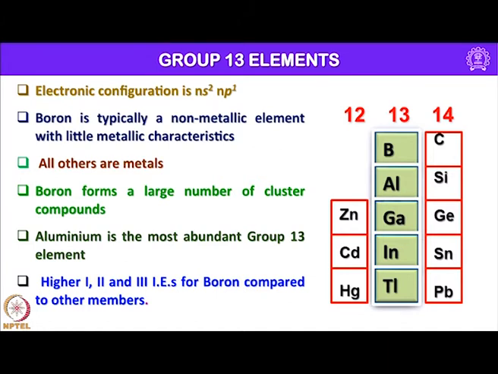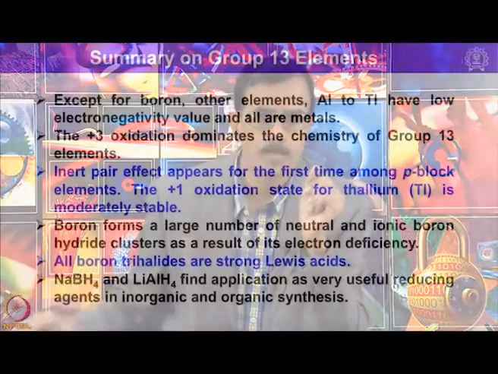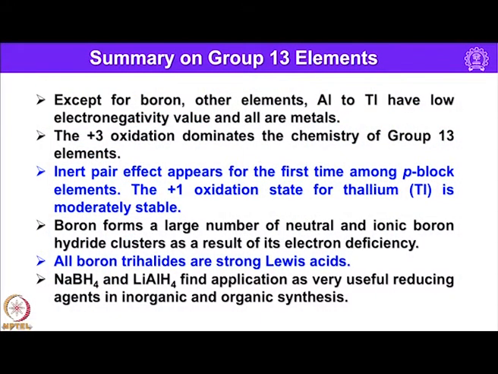The inert pair effect is more pronounced in the case of thallium as far as group 13 elements are concerned, and then it spreads across tin and lead, and also it moves on to group 15 elements such as antimony and bismuth, and then tellurium. Except for boron, other elements have low electronegativity values and are all metals. As I said, the +3 oxidation state dominates the chemistry of group 13 elements, and the +1 oxidation state is reasonably stable for thallium, and in fact +3 is oxidizing in nature.